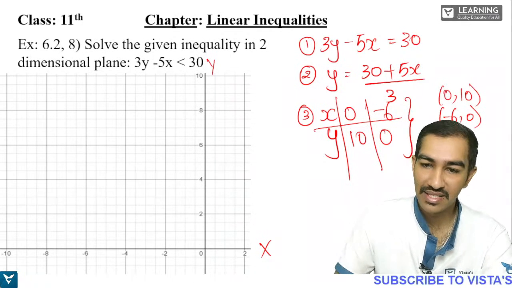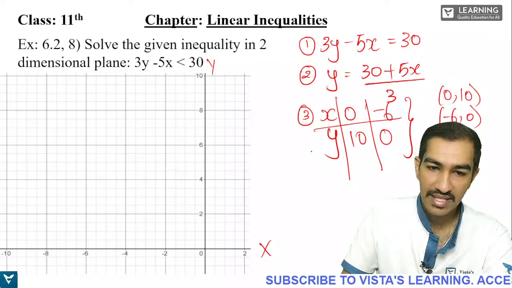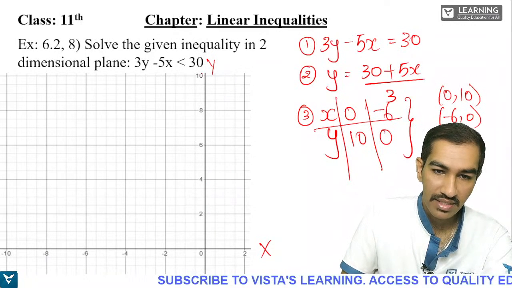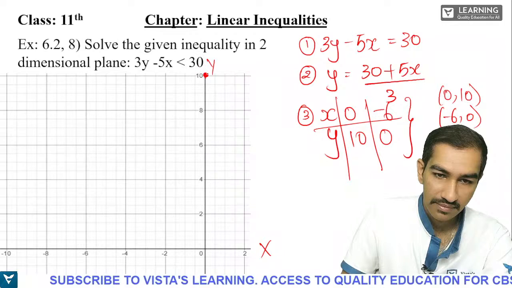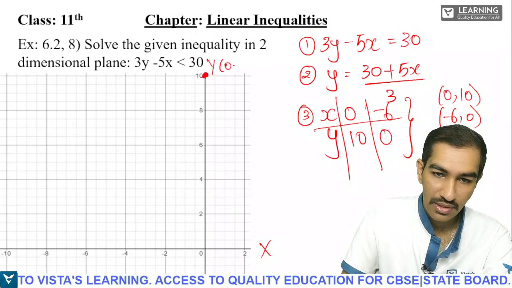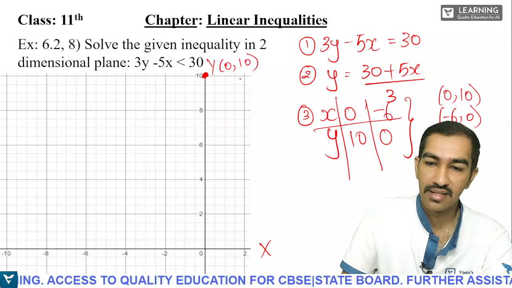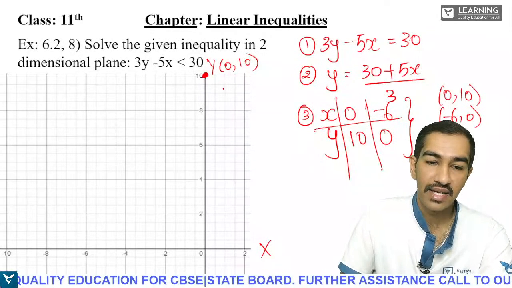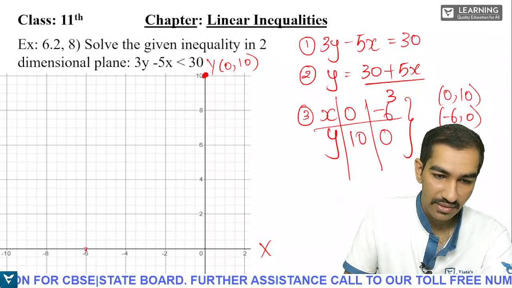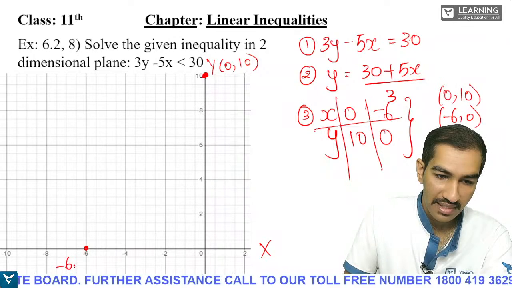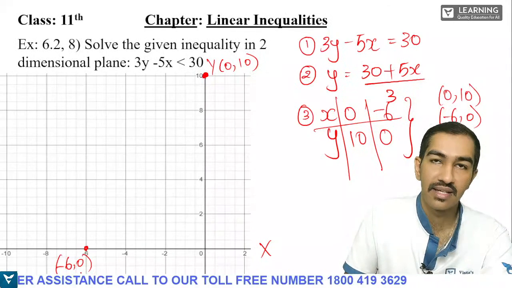Okay, moving on. We'll just plot these points. X is 0, y is 10, right? So x is 0, y is 10, that is this point. Correct? So 0 comma 10. Next, x is minus 6 and y is 0. So x is here, so this is that point. X is equal to minus 6 and y is equal to 0. This is the another point.